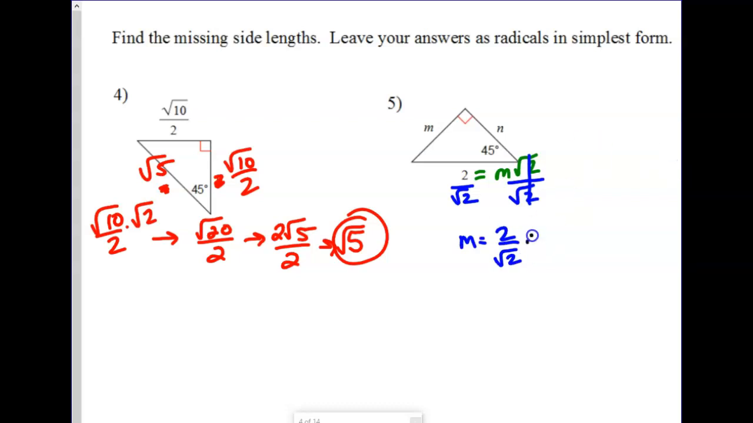So then they want you to rationalize. And then you get 2 square roots of 2 over 2. And then the 2's will cancel. So 1,000 years later, you find out that m is the square root of 2, which means n is also the square root of 2. And now that I go back and look at that, I'm kind of like, oh, well, yeah, that makes sense. Because if I took square root of 2 and multiplied it by square root of 2, I'd get 2, which was the original hypotenuse. But my brain doesn't really work that way. So I got to set up an equation.